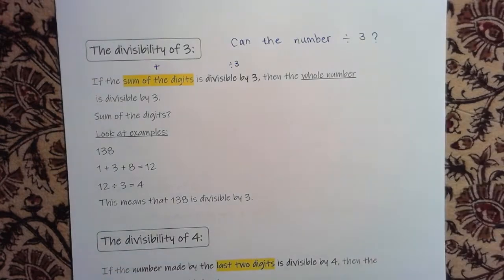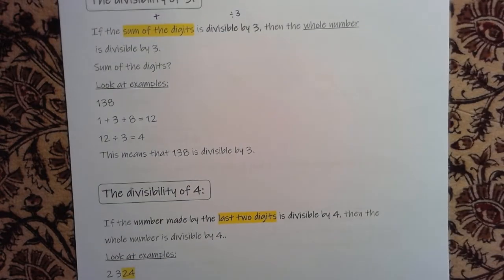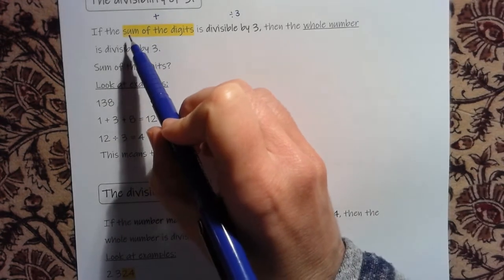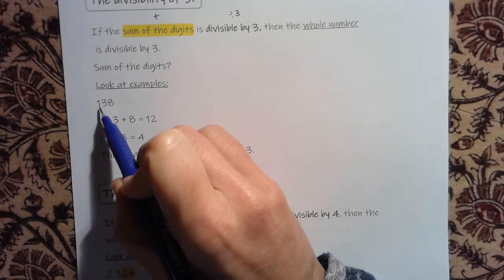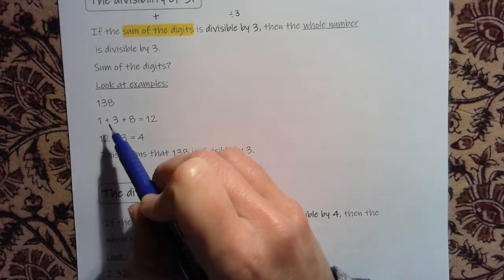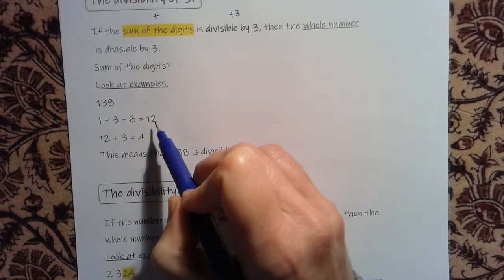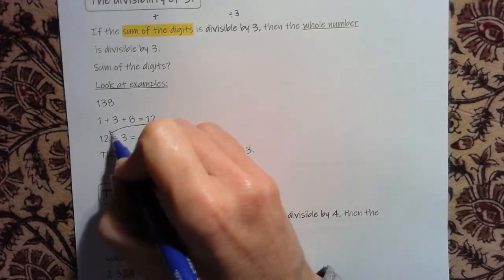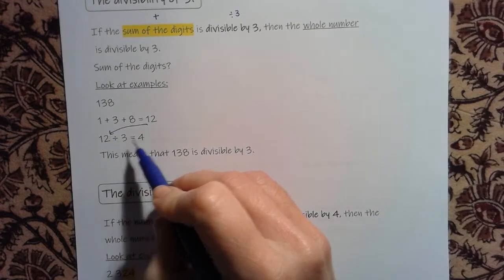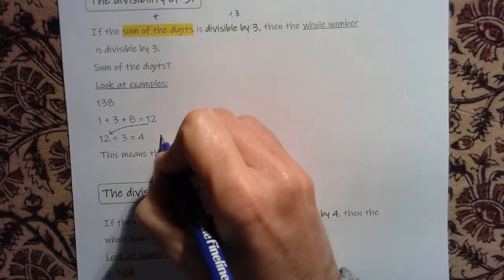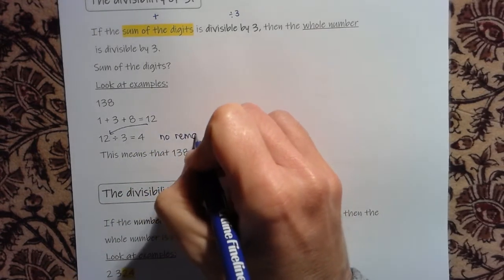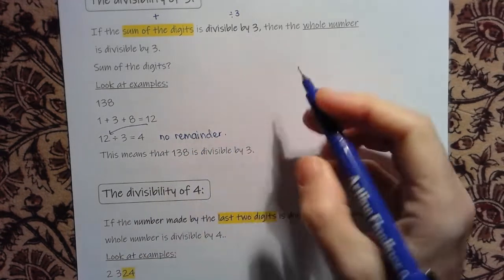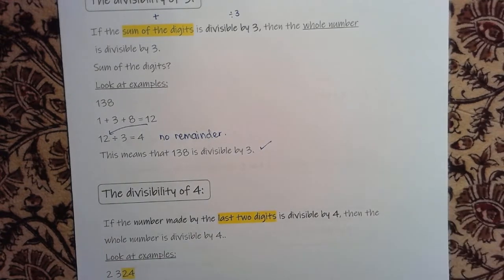What are the sum of the digits? So let's look at an example, 138. So what's the first thing we need to do? Sum of the digits. You have to add the different digits. So you're going to say 1 plus 3 plus 8, and that equals 12. What must you do now? You must divide by 3. Take the 12 and divide by 3. 12 divided by 3 equals 4. So there's no remainder. So that means that 138 is divisible by 3.